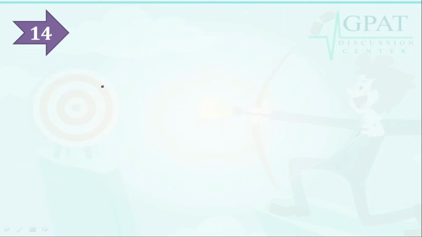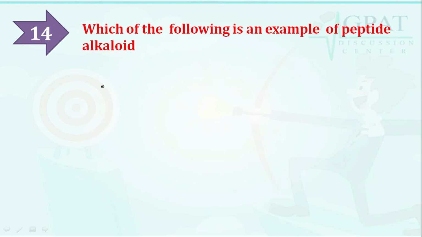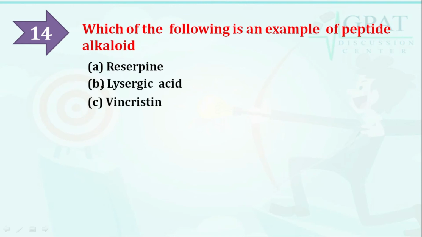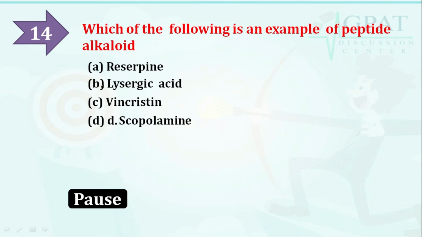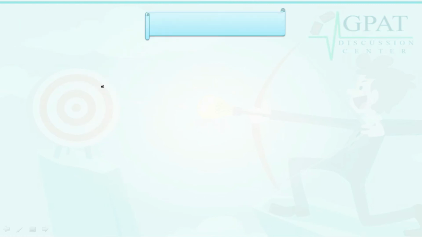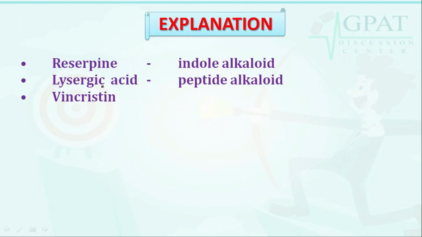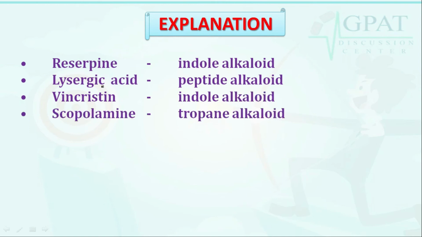Moving on to the next question: which of the following is an example of peptide alkaloid? The options are: option A is reserpine, option B is lysergic acid, option C is vincristine, option D is scopolamine. The correct example of peptide alkaloid is lysergic acid. Here we have an explanation that reserpine is an indole alkaloid, whereas lysergic acid is a peptide alkaloid, vincristine is indole, and scopolamine is a tropane alkaloid. So this is all about this question.